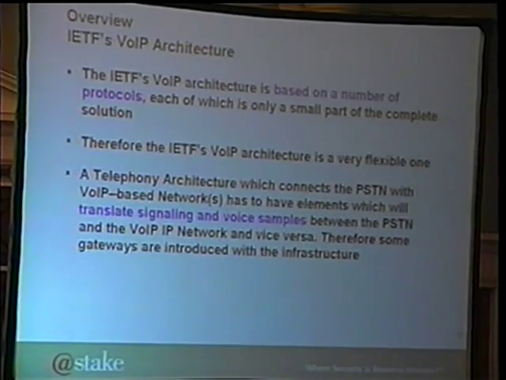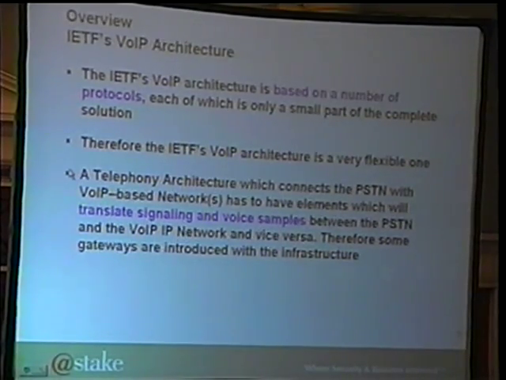Now, for a small definition, here is what is needed with the telephony architecture which connects with the regular PSTN. We need to have some elements that will translate the signaling and voice samples between the PSTN, the regular telephony network that we know today, and the voice over IP network, and vice versa. Therefore, we should have some kind of gateways in our network in order to do so.